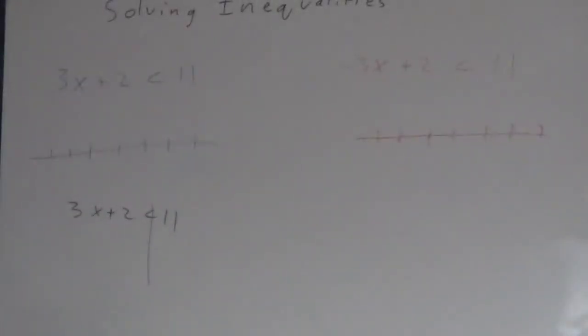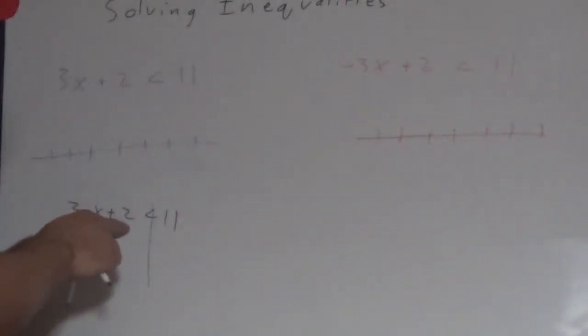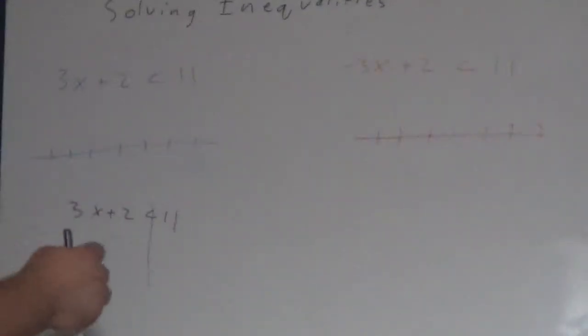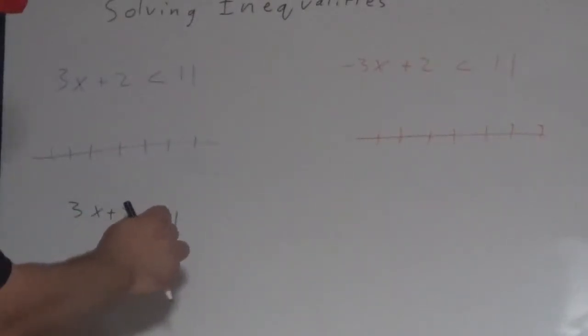First thing I'm going to do is draw a line through the middle of the inequality symbol, just like I did down the middle of the equal sign when we solved equations. We have 3x plus 2. We want to get x by itself, so I'm going to start by looking at what operation's taking place, which is plus 2. Do the opposite, which is minus 2, and whatever I do to one side, I do to the other.